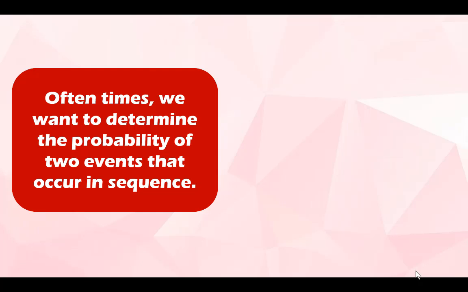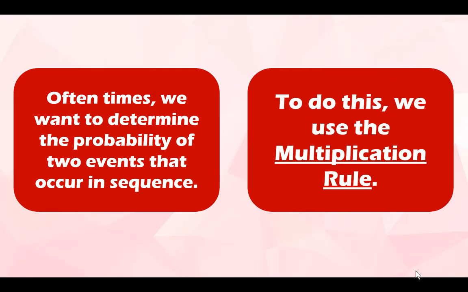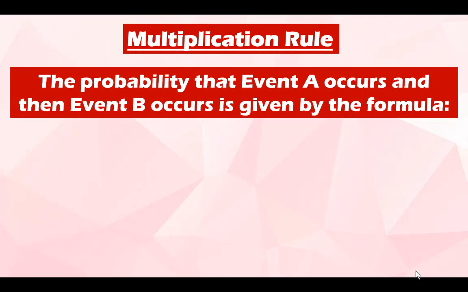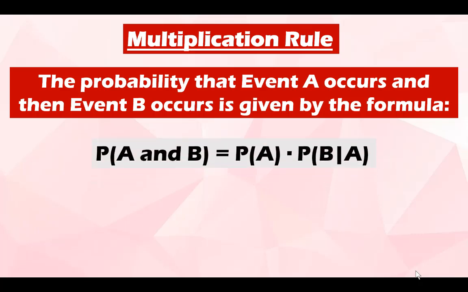So oftentimes, we want to determine the probability of 2 events that occur in sequence. To do this, we're going to use something that we call the multiplication rule. So how does the multiplication rule work? What the multiplication rule says is that the probability that event A occurs and then event B occurs is given by the formula: probability of A and B is the probability of A times the probability of B given A.